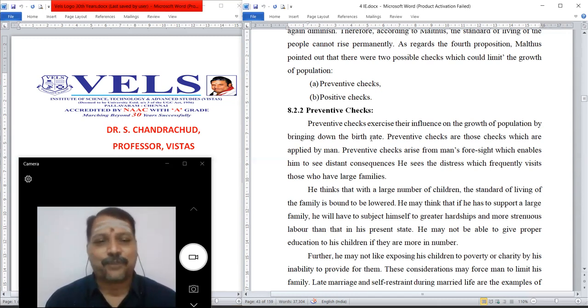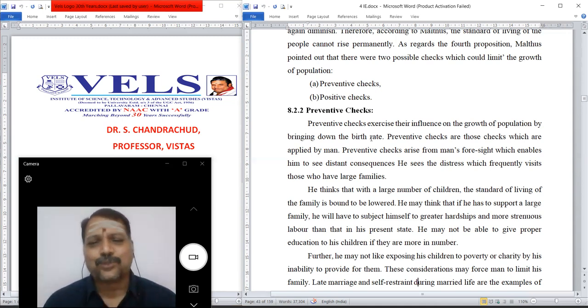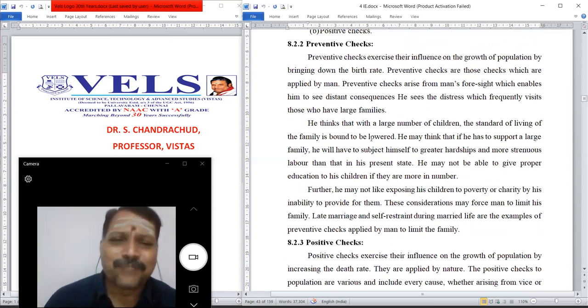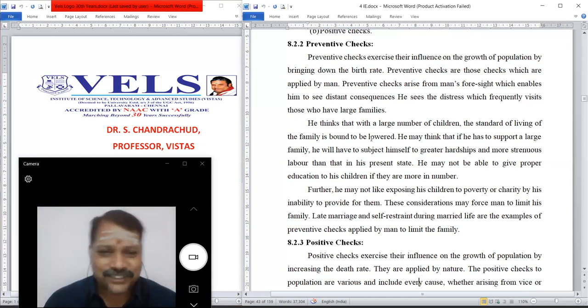Preventive checks arise from man's foresight, which enables him to see distinct consequences. He sees the distress which frequently visits those who have the largest families. He thinks that with a large number of children, the standard of living of the family is bound to be lower. He may think that if he has to support a large family, he will have to subject himself to greater hardship and more working hours, that is labor, than he can bear in his present state.